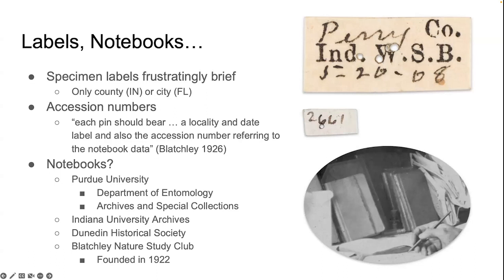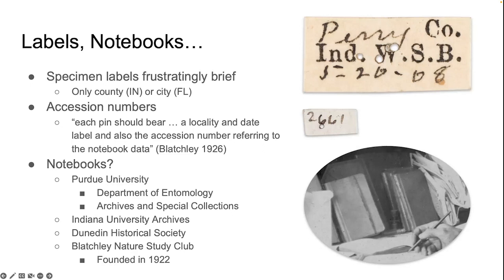They aren't at Purdue, whether within the Department of Entomology or in the Purdue archives. They're not at Indiana University, Blatchley's alma mater. They're not at the Dunedin Historical Society. And they're not at a little, as of this year, 100-year-old nature study club outside of Indianapolis that renamed itself after Blatchley during his lifetime. They do have some scrapbooks and some of the photos you're seeing, including the photo of Blatchley and Kessler. But they don't have Blatchley's notebooks.